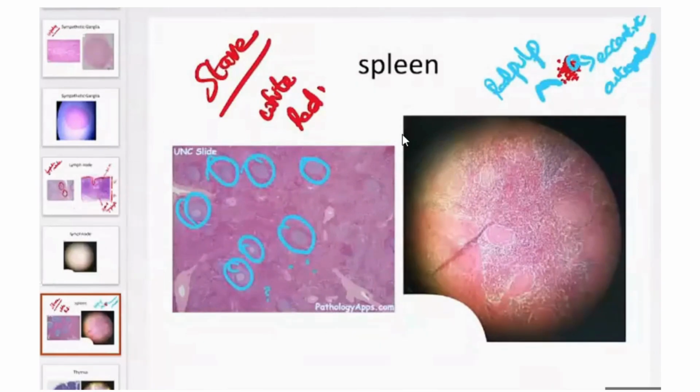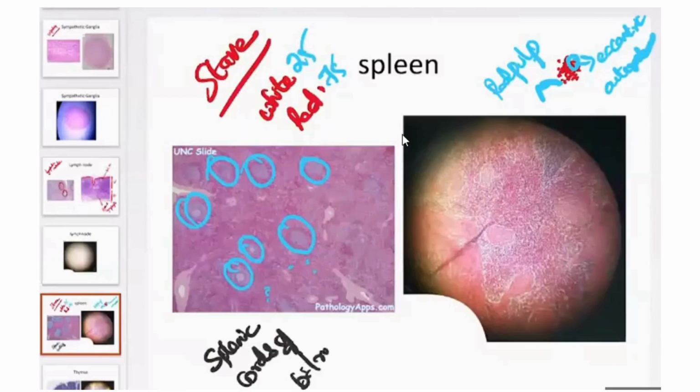So to identify the spleen, what are the two points? Red pulp and white pulp. Name the cell: stave cell. So remember, red pulp constitutes 75 percent. Here it is 25 percent. And you should know the splenic cords of Billroth. Many monocytes, and if the red cells are arranged as cords, that we call splenic cords.